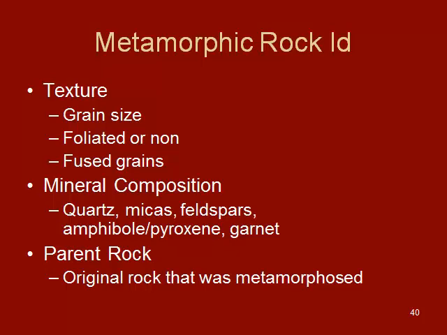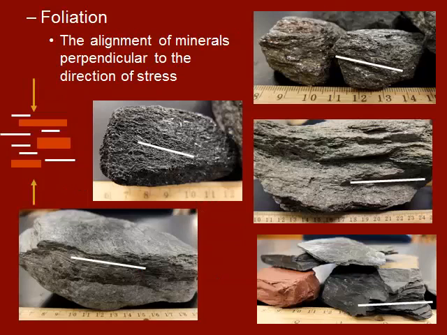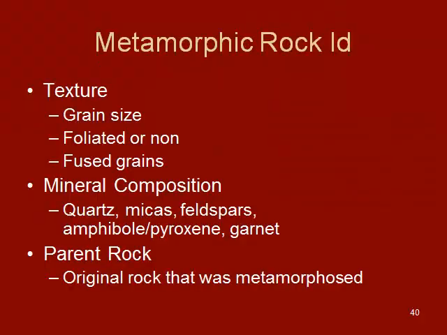So texture, we've got grain size and arrangement, and one of the things we're going to look at for grain size, before I jump ahead here, is it coarse? Can you see it with the naked eye, or is it fine? Is it too fine for you to see with the naked eye? Those are the two main categories we're going to use for metamorphic rocks. Grain arrangement, is it foliated or non-foliated? We'll talk about that in the next slide, as you saw. And then, are the grains fused together? We'll talk about that too.